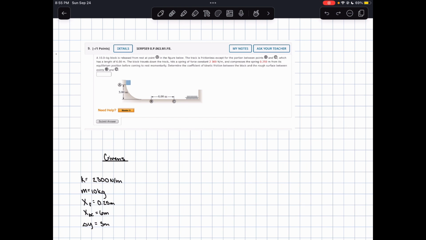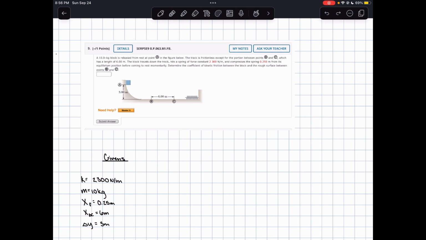This unit we're working on energy. Let's take a look at our first problem. A 10 kilogram block is released from rest at point A in the figure below. The track is frictionless except for the portion between points B and C, which has a length of 6 meters. The block travels down the track, hits a spring with force constant 2300 newtons per meter, and compresses the spring 0.25 meters from its equilibrium position before coming to rest momentarily. Determine the coefficient of kinetic friction between the block and the rough surface between points B and C.